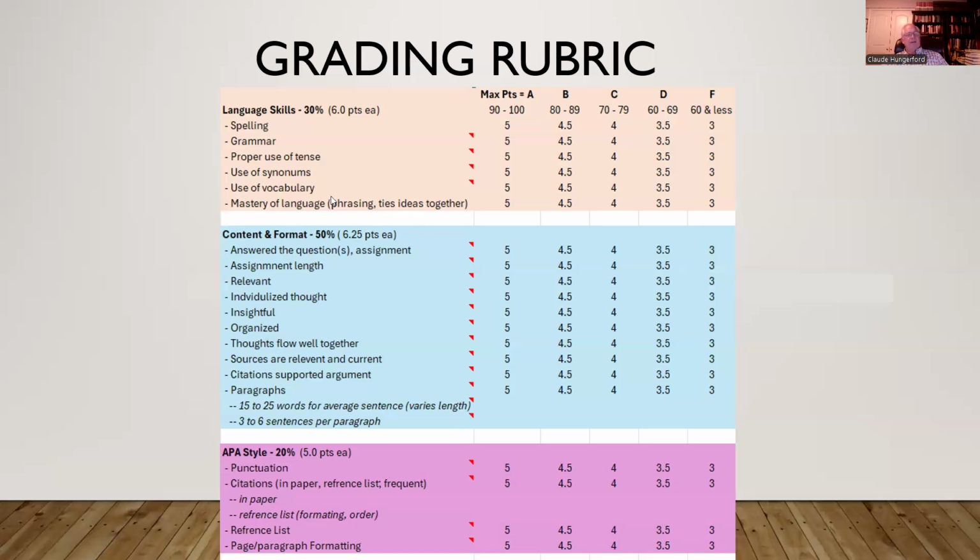And you are master's level students, so use vocabulary that lends itself to that. Mastery of the language, how you phrase things, how you tie ideas together. Everybody has their own way of doing that, but do it in a way that lends itself to a good solid paper, in how you're tying the ideas and phrasing them together.